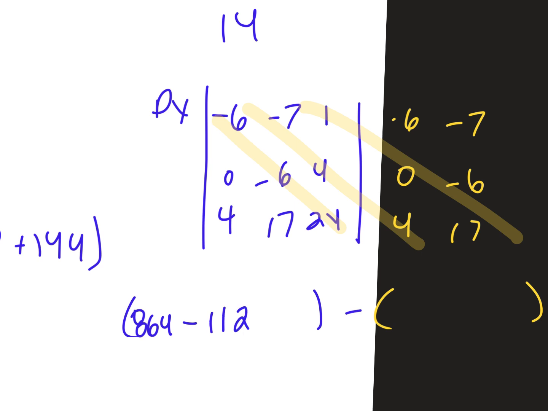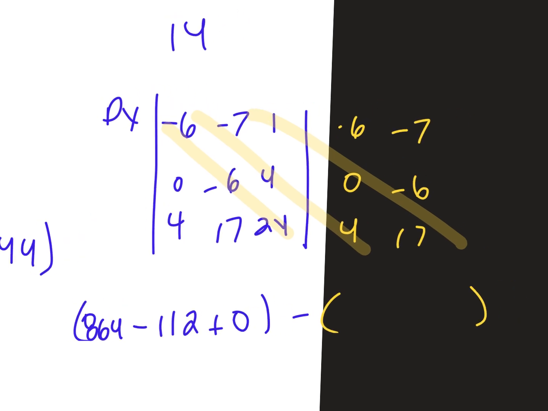Yes. And then 1 times 0 times 17. Perfect. Now the other way. What's 4 times negative 6 times 1? Negative 24. Perfect. What's 17 times 4 times negative 6? Negative 408. Good. And then what's 24 times 0 times negative 7?